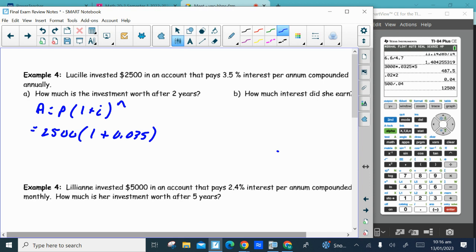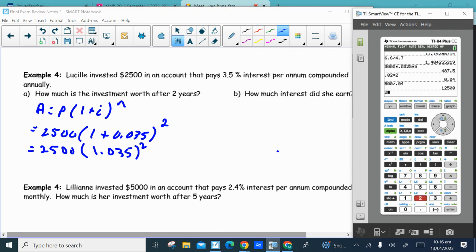If it was compounded semi-annually, we would have had to divide that by 2, but it's not. It's compounded annually. So this is going to be calculated once a year for 2 years. It's going to be calculated twice. So that's what n is, because it's compounded once a year for 2 years. So if you add those numbers together inside the bracket, it'll be 1.035 to the power 2, and you can do this in your calculator all in one step.